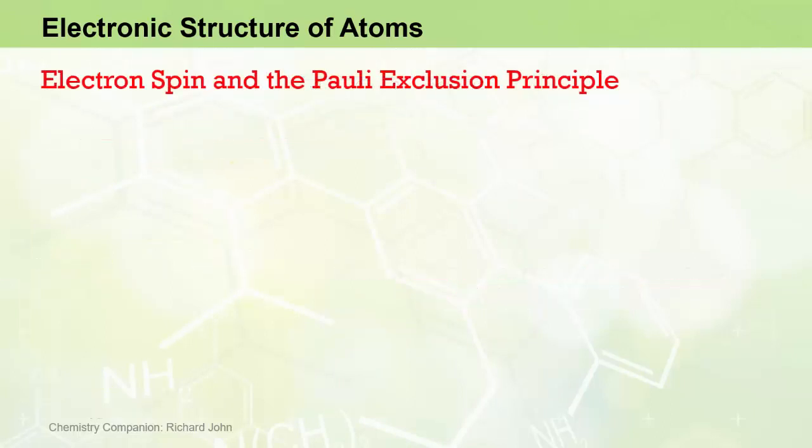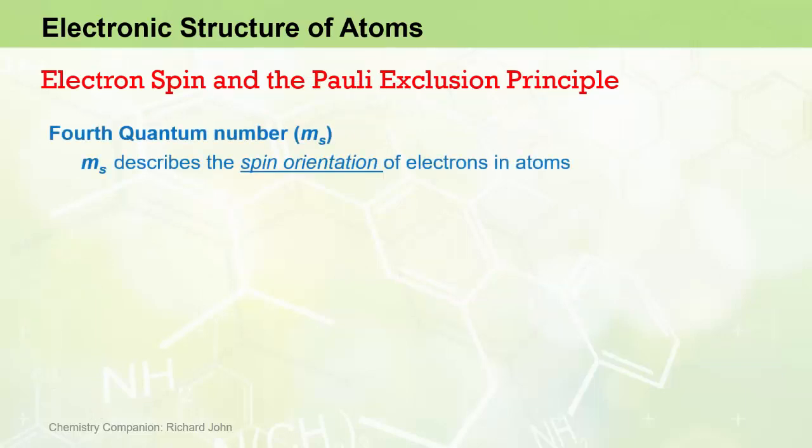To complete the picture of orbital diagrams and the electronic structure of atoms, we need to consider 2 new concepts, namely electron spin and the Pauli exclusion principle. And we also need to introduce a 4th quantum number, the electron spin quantum number, ms. And these will be the subject of the next video in this series.